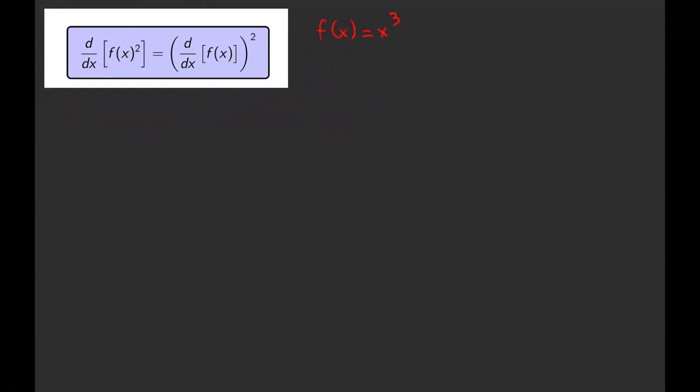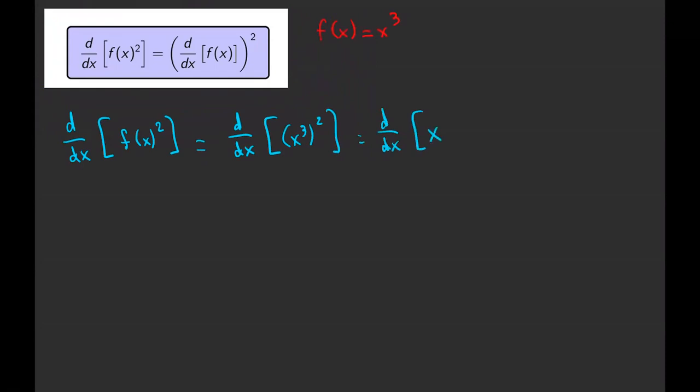d dx of f of x squared. Well, f of x squared is just x cubed, and I've got to square that. So d dx of x to the 6th, right? Because if I square x cubed, I get x to the 6th. Now, my power rule says that I drop that 6 down, and then I subtract 1 from that exponent there. So I get 6x to the 6 minus 1, which is equal to 6x to the 5th. And that's my answer for the left side. So we'll kind of box that and keep it off to the side.